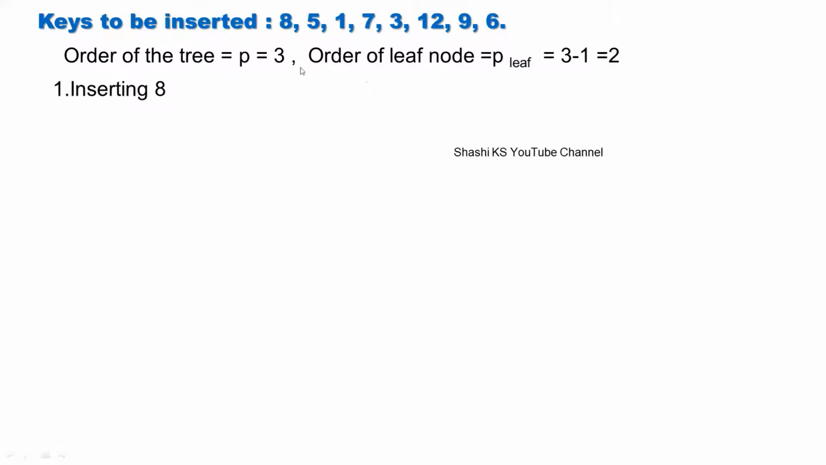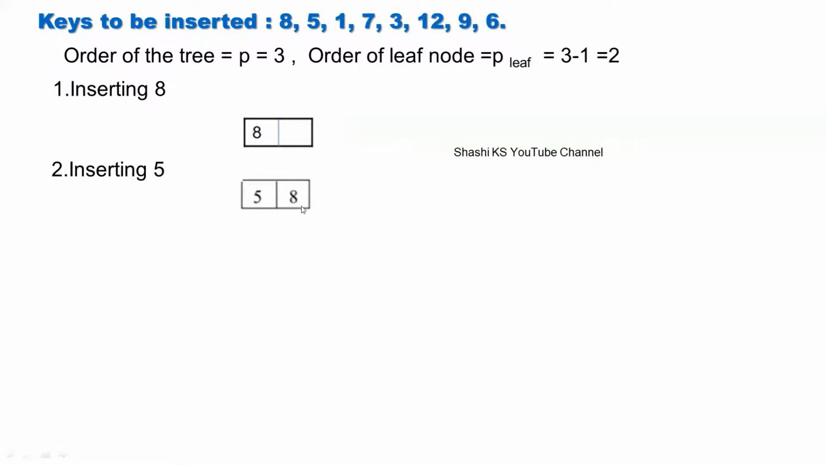First we will insert 8. As I told you, when the order is 3, you can store order minus 1 keys, which means 3 minus 1, so 2 keys. So I create a node with space to store 2 keys and insert 8. Now 8 is inserted into the B plus tree. Next we have to insert 5. As I told you, the B plus tree follows the search tree implementation, which means all the keys are stored in sorted ascending order. So when 5 is inserted, it will be stored in sorted ascending order like this.